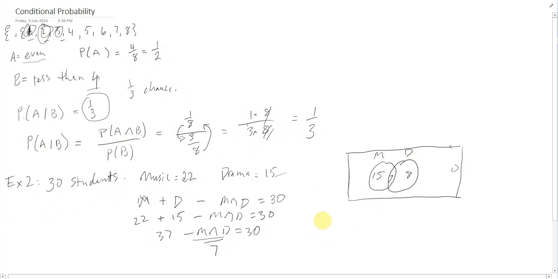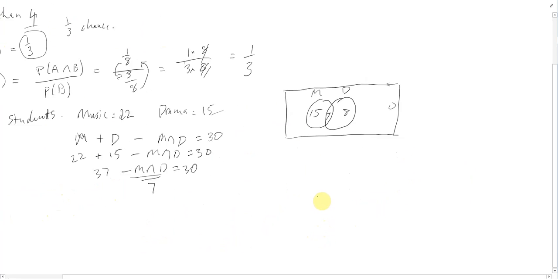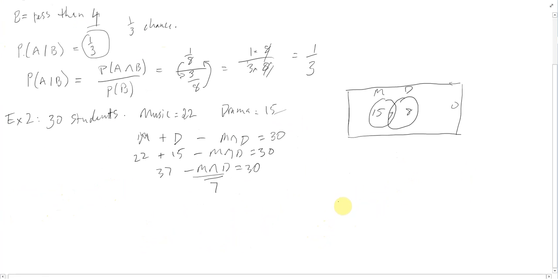Now, suppose we select a student, from those 30 students, we select a total random student. So we're selecting a random student, and we want to know the probability that we ask that student, do you do drama? And they say, yes, I do drama. And we want to know what is the probability that they do music, given that we already know they do drama.